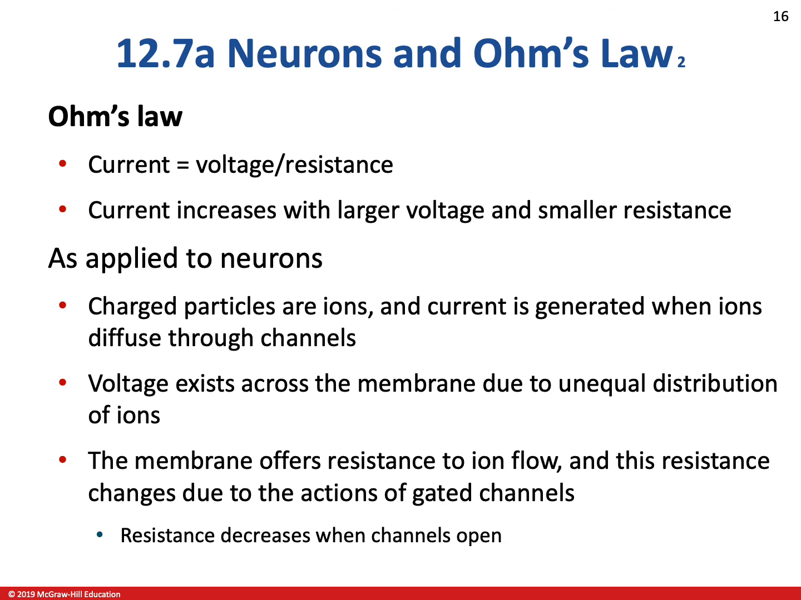Charged particles are ions such as sodium ion and potassium. There is a difference in charge on either side of the plasma membrane due to an unequal distribution of ions. The plasma membrane phospholipid bilayer offers resistance because it generally doesn't allow the passage of ions, and resistance is altered across the plasma membrane through ion channels that open and close. Resistance is decreased when ion channels are open and increased when ion channels are closed. And current is generated when either positively charged ion or negatively charged ion diffuse across the plasma membrane through open channels.